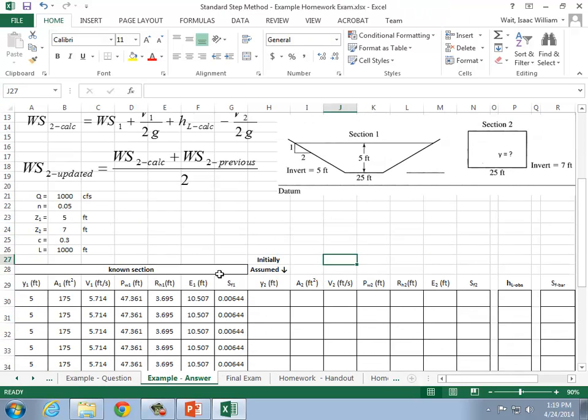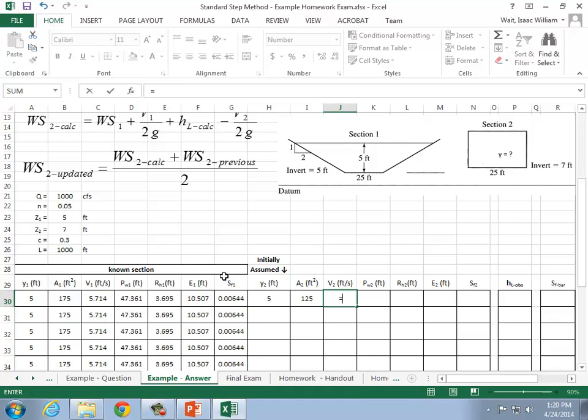Okay, the next thing we have to do is just assume some depth at y2. And I mentioned before that a safe assumption generally is what if the depth is 5. Okay, now what we're going to do is calculate all of these same parameters, but based on characteristics of section 2. And section 2 is rectangular, so for area it's just going to simply be equals 25, which is this width, times whatever depth we've got.